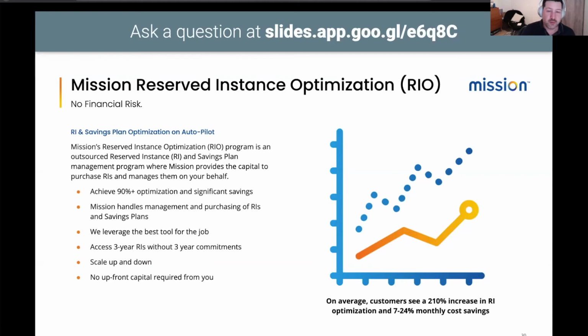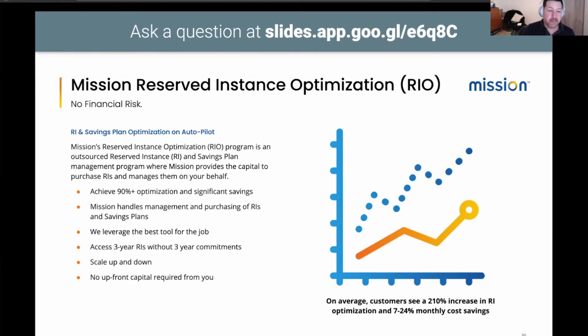So remember, we talked about making small strategic reserved instance purchases over time and compute savings plan purchases over time. Mission has rolled out a service called Reserved Instance Optimization. We call it RIO because it's funner to say. And it's a really great service.